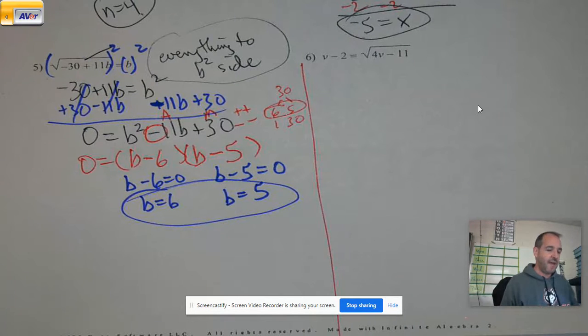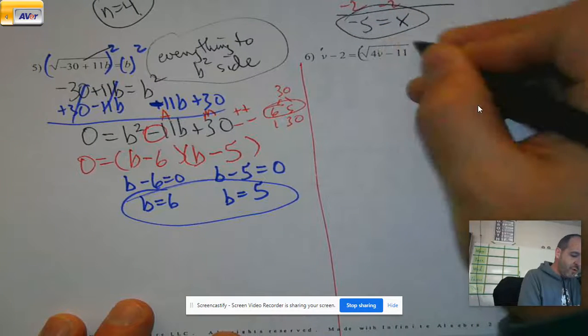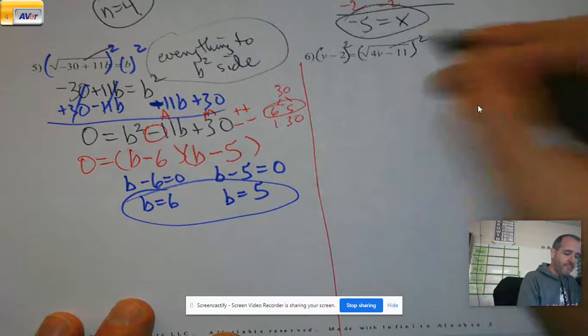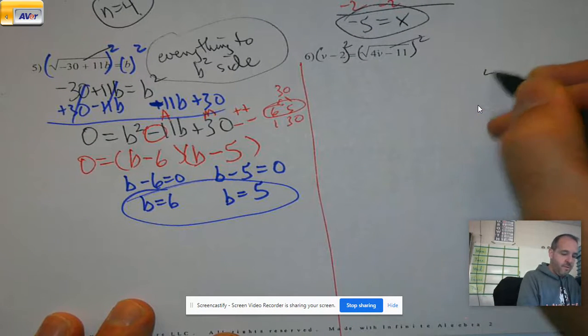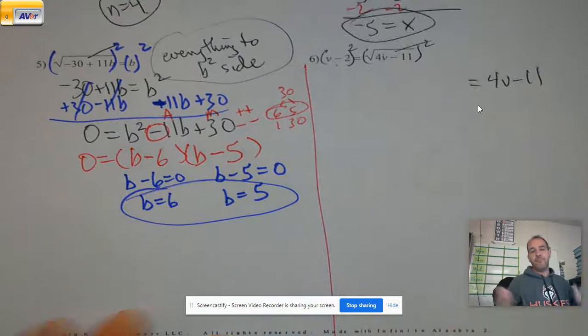You're like, all right, we still haven't had one that has a bad solution. I know, we've gotten really lucky so far. All right, radical by itself. Oh, we got more work this time. Okay. 4b minus 11 over here.